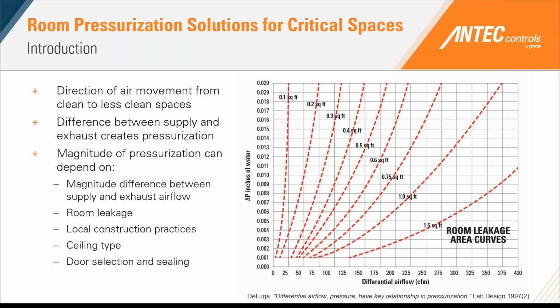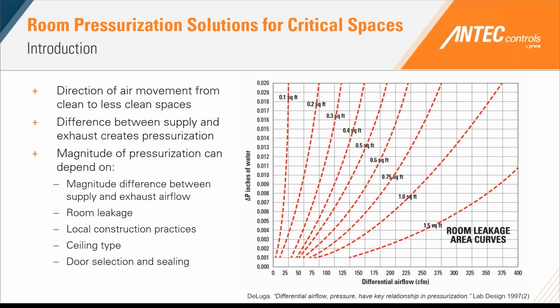Now, the graph shown here on the right does a really great job visually demonstrating the effect that room leakage and the magnitude of difference between the supply and exhaust have on your pressurization. As you can see on this graph, if you have a very small room leakage, 0.1 square foot, you only require a very small difference in airflow between your supply and exhaust to build up your pressurization. The problem you can see here though is due to how small that difference of airflow is, minor changes can result in large fluctuations in that pressurization.